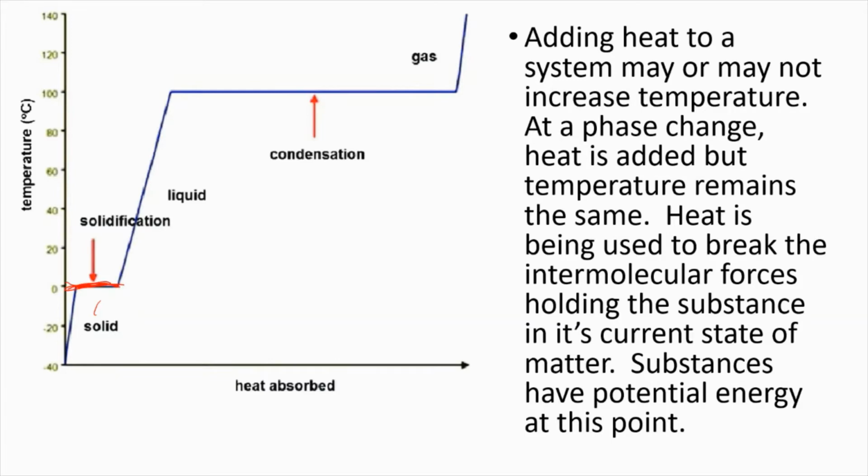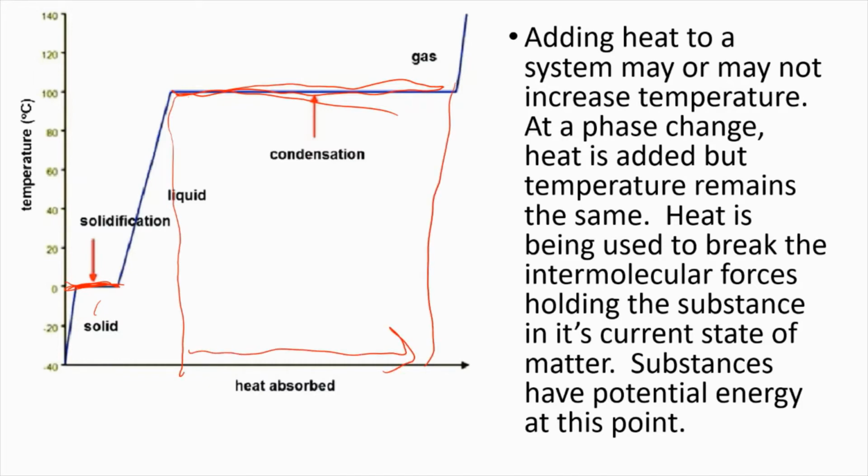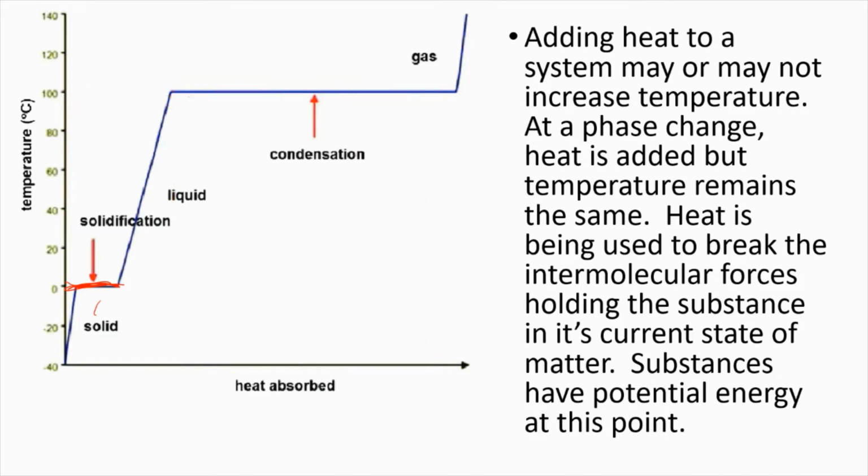All right, so right here and right here, we are adding heat. Yes, our heat is being added, but the temperature is remaining 100 degrees Celsius. So we're going from a liquid to a gas. So that heat that we're adding is being used in order to separate our particles and put them from the liquid phase into the gaseous phase. And we know that heat specifically is breaking those intermolecular forces.